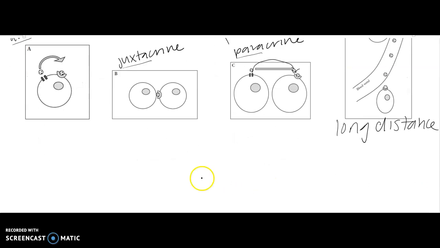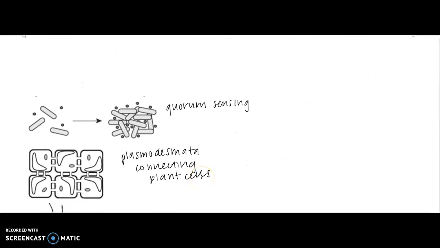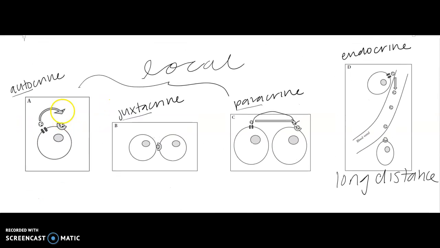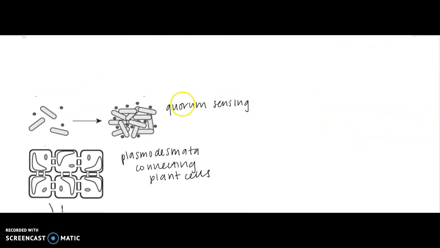Okay, let's look at some examples. This first example here is with quorum sensing. This is that bacteria talking to one another like we learned in class. So based on the positions of these bacteria, which are these rod-shaped things here, what kind of communication do you suppose is happening here between these four? Autocrine, juxtacrine, paracrine, or endocrine? Quorum sensing, what do you think it is?